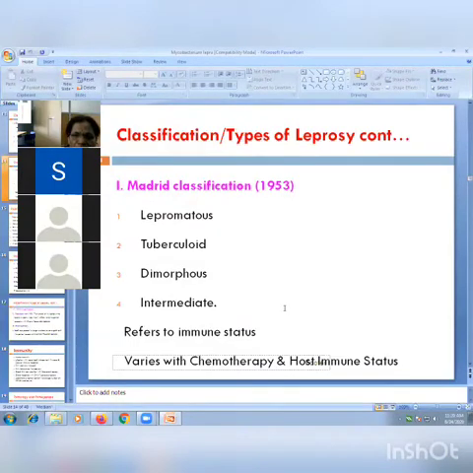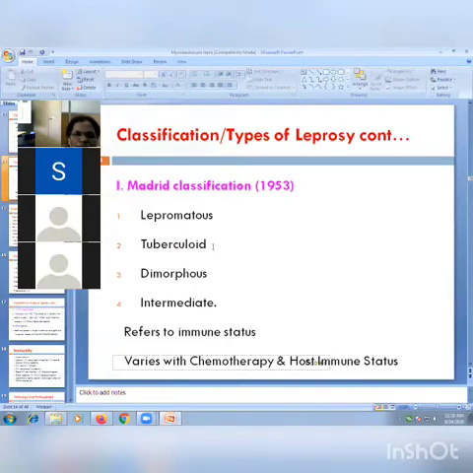So how is this disease classified? This depends upon the immune status of the patient. Out of all these, lepromatous leprosy is the more infectious disease. A large number of lesions are present in the patient on the skin, and the organisms are present in large number in the nasal mucosa. So lepromatous leprosy is the more infectious disease.